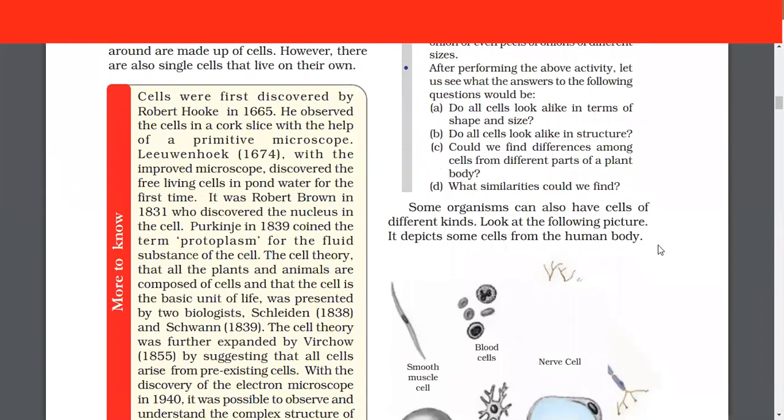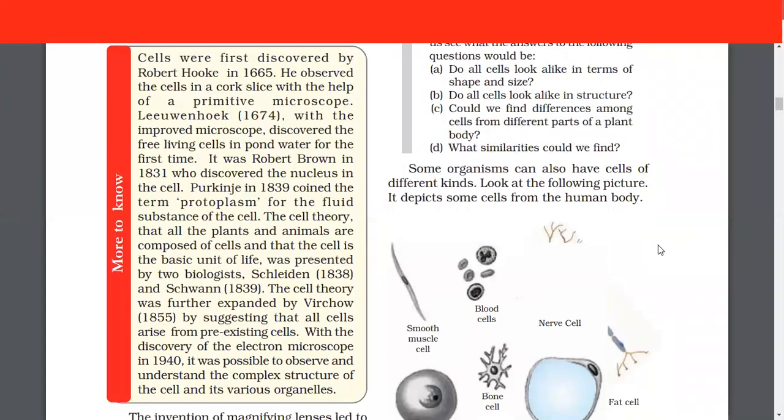After performing the above activity, let us see what the answers to the following questions would be. Do all cells look alike in terms of shape and size? Do all cells look alike in structure? Could we find differences among cells from different parts of a plant body? What similarities could we find?